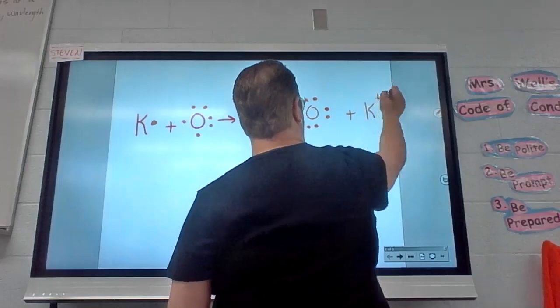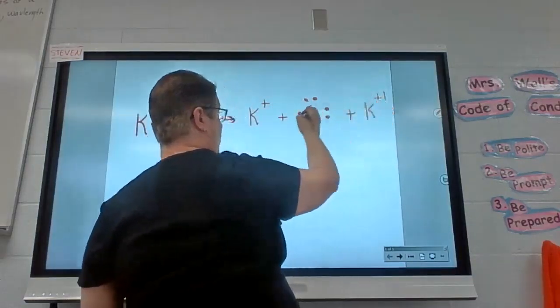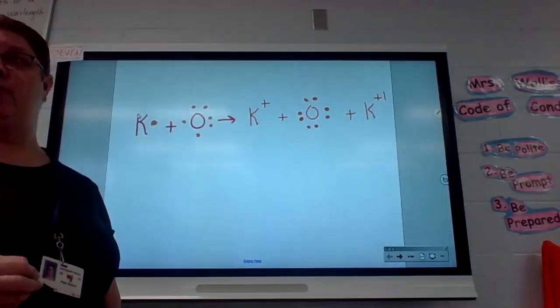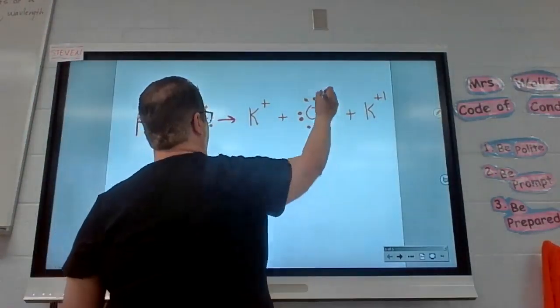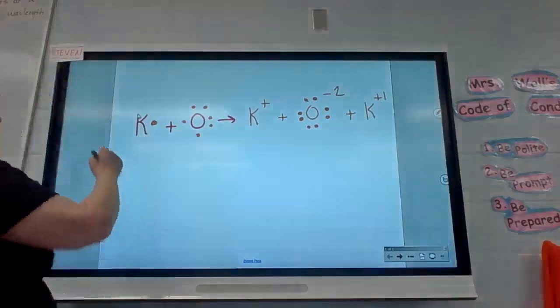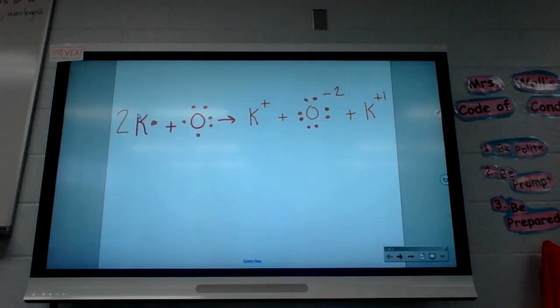Okay, so we're gonna add another K. K will do what? Give 1. It will give 1 to the O. And now it's happy. What oxidation number do I put on O? -2. Alright. And put a 2 in front of the red K. Questions?